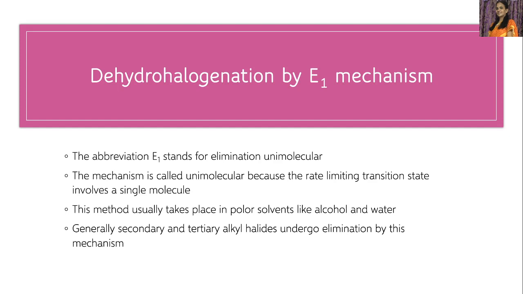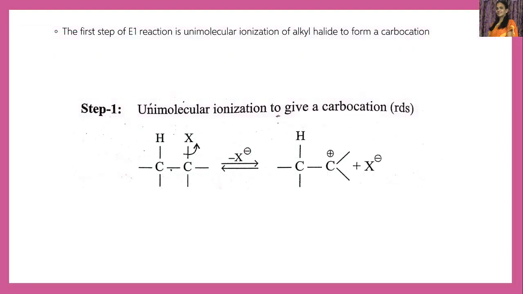And this method usually takes place in polar solvents like alcohol or water. So the E1 mechanism takes place in polar solvents, that is alcohol, water, etc. Generally, secondary and tertiary alkyl halides undergo elimination by this method. So the E1 method is more preferred for tertiary and secondary alkyl halides. Let's see the different steps involved in the E1 mechanism.